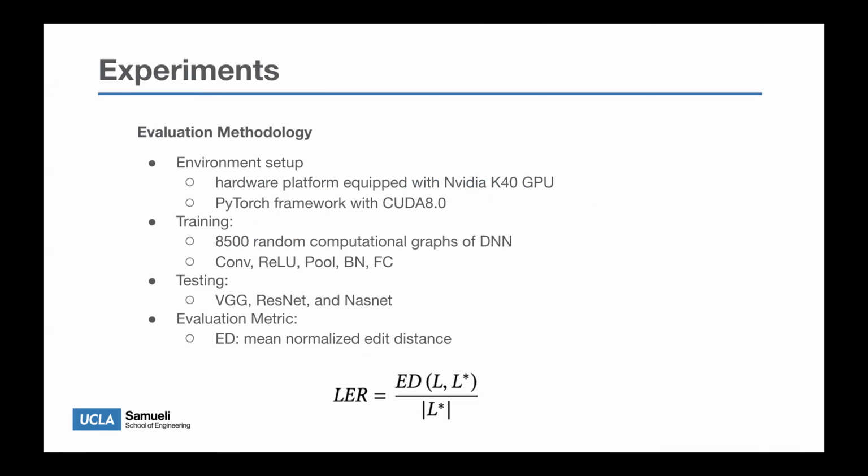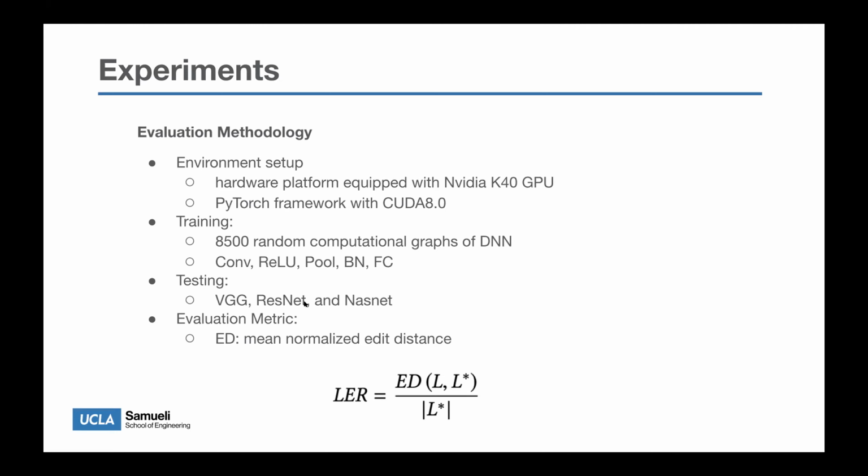Okay, thanks, Michael. Here I'm going to discuss the experiment results. The whole evaluation methodology is the following. They set up the environment on the NVIDIA K40 GPU, and PyTorch is their framework. To generate the dataset for training the LSTM model, they generate 8,000 random computational graphs, and they mainly consider the 5 kernels of the neural net, convolve, ReLU, and so on. On the testing side, they mainly consider the VGG, ResNet, and NestNet families.